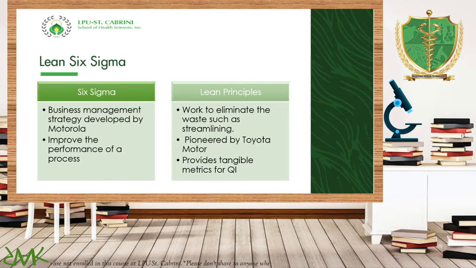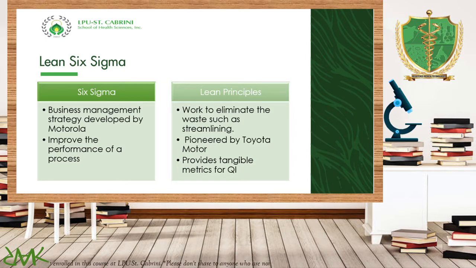Now we have what we call the Lean Six Sigma. Lean Six Sigma is a combination of Six Sigma and Lean principles that will help us to identify and to further improve the quality improvement and quality assurance in the clinical laboratory. Now, when we say Six Sigma, it is a business management strategy developed by Motorola. And the purpose of Six Sigma is to improve the performance of the processes. Like what I've said, quality improvement tends to focus on how we are going to improve the performance. So somehow Six Sigma answers the quality improvement.